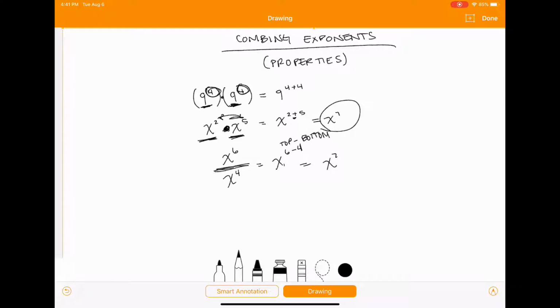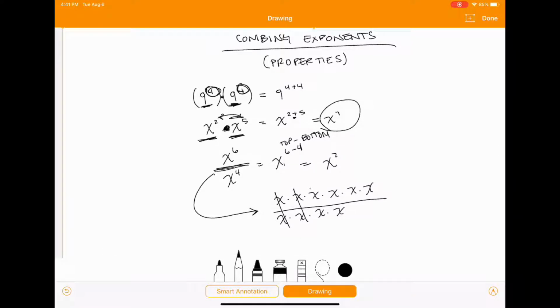And the reason that works out that way is because x to the 6th is x times x times x times x times x times x, 1, 2, 3, 4, 5, 6. And then x times x times x times x. Again, you can cross off any pairs and you're left with x squared on top. So again, either way you look at it is fine. This way is a little bit faster though if you can just recognize, subtract your top from your bottom.